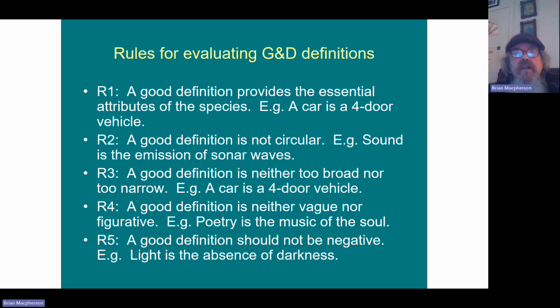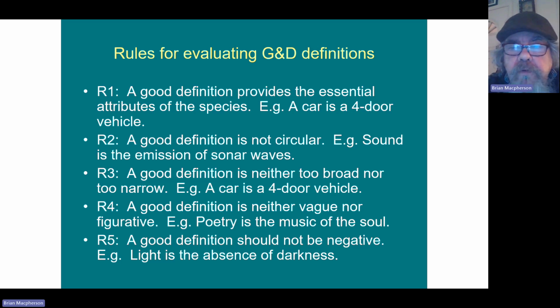So let's go through these. These are 5 criteria for assessing genus and difference definitions. Okay, here's criterion number 1. A good definition provides the essential attributes of the species.